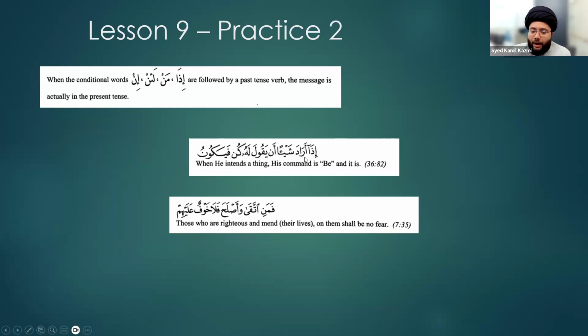So إذا أراد, the meaning goes to the present now. And you can see the arada is an arada. Whether إذا comes or an comes or nothing comes, arada stays as arada. Okay?